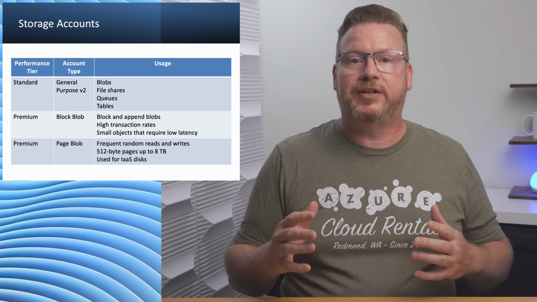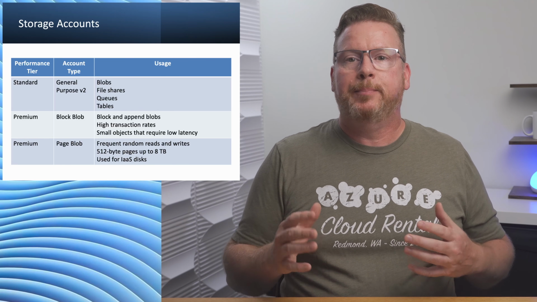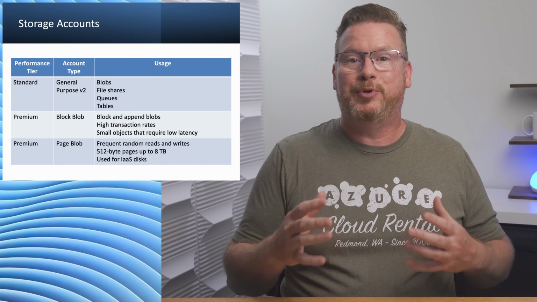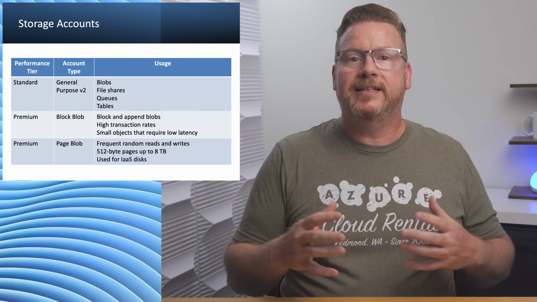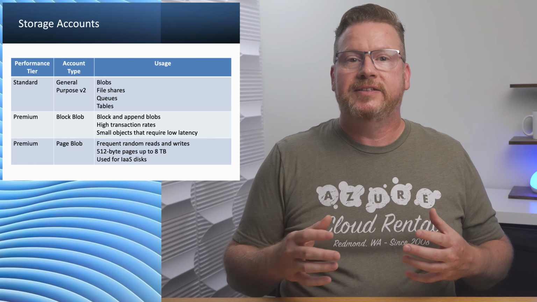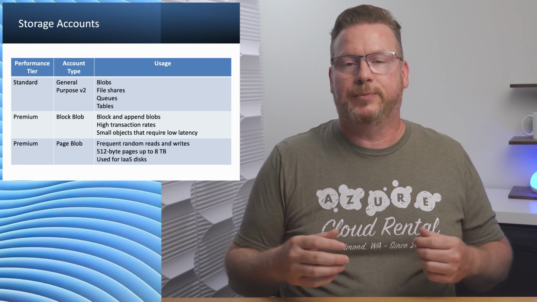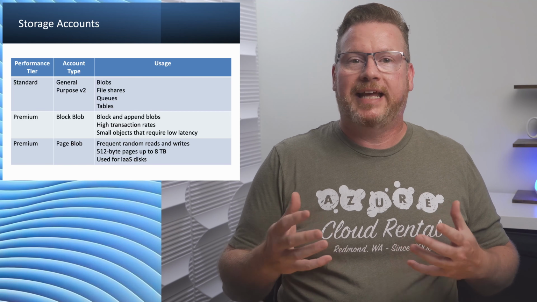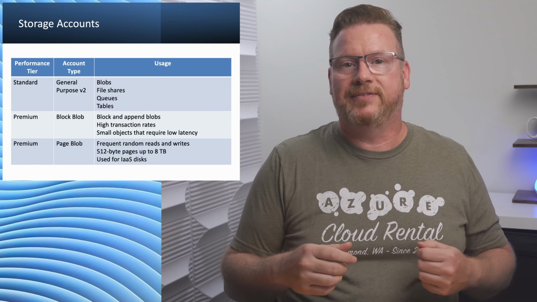Premium page blobs are designed for random reads and writes. Page blobs are a collection of 512 byte pages, up to 8 terabytes in size. This is used for disks on IaaS VMs and other services, such as storage for Azure SQL databases. There's also a premium file share option, but that's not for storing blobs, so I left it off the list.